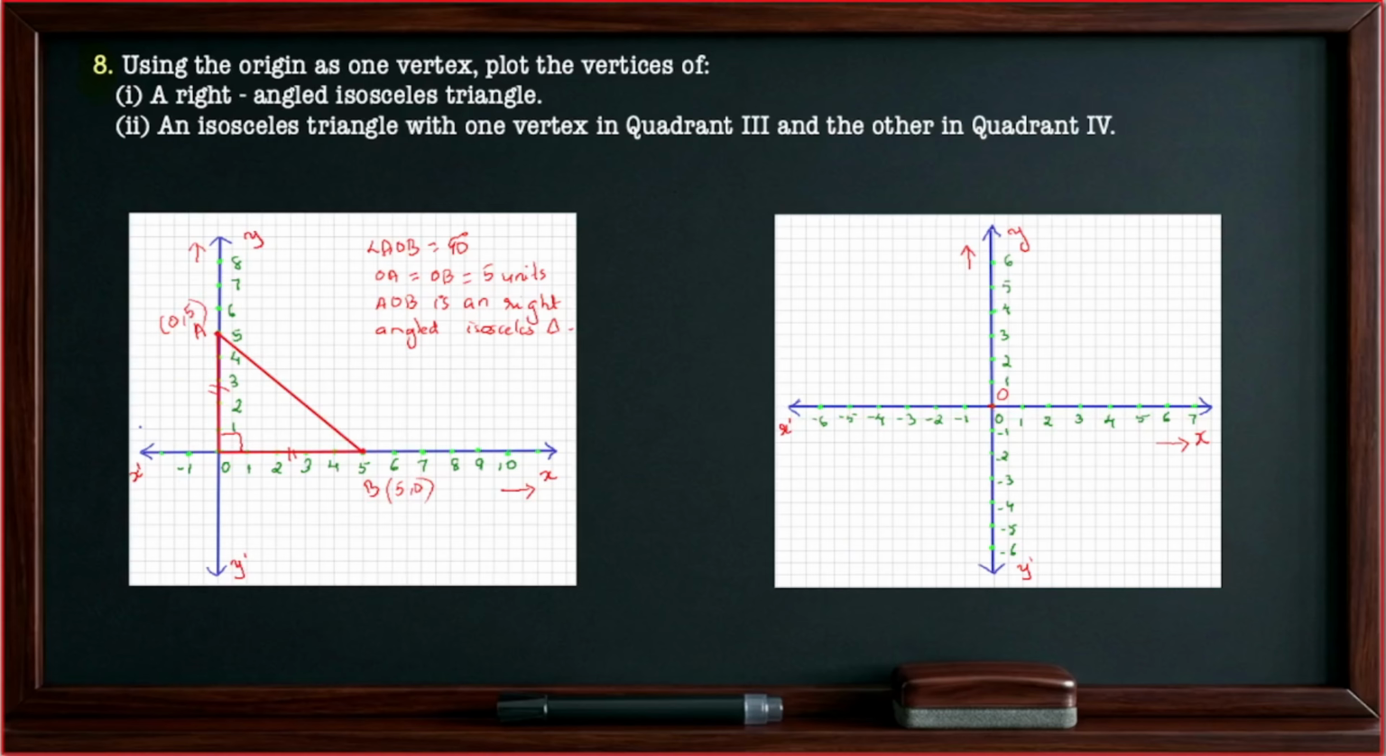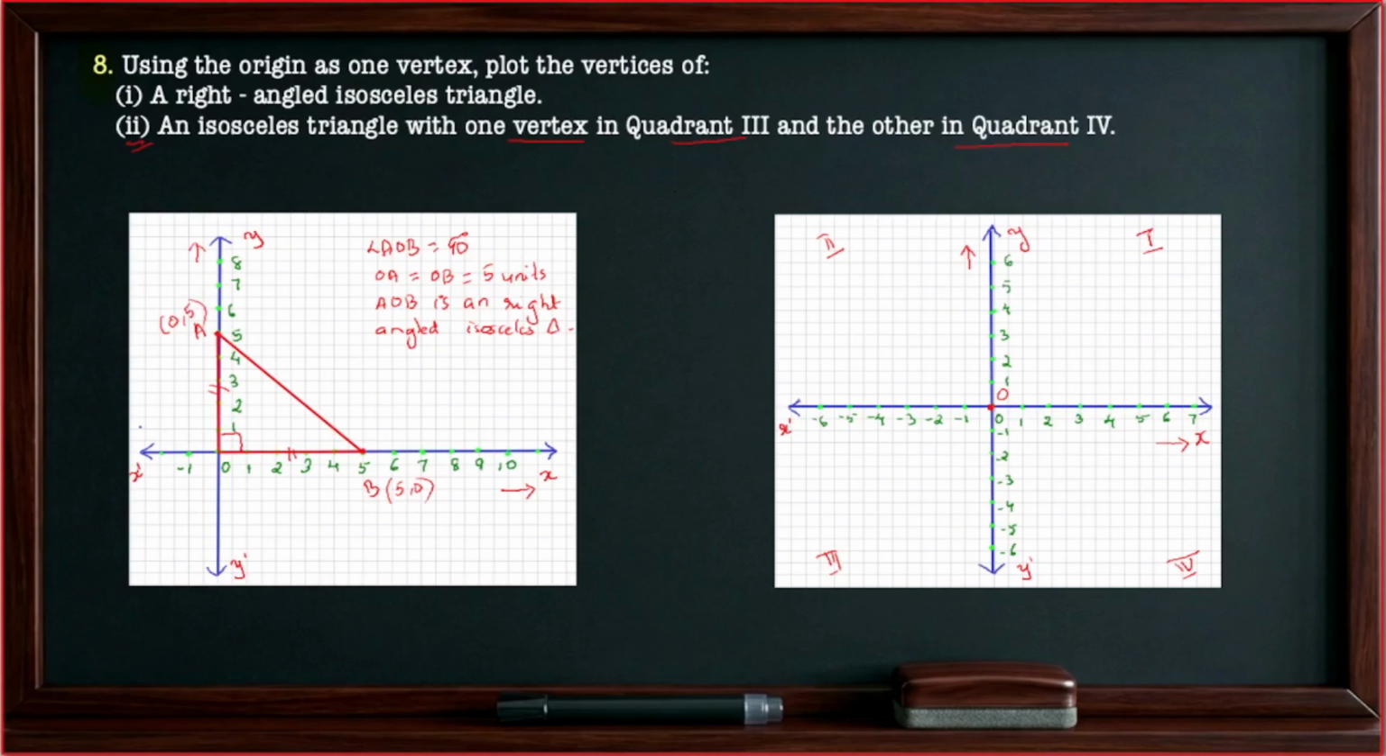Now let us do the second part of this question. An isosceles triangle with one vertex in quadrant 3 and the other in quadrant 4. So we already have taken one vertex as the origin here, right? And we have to take the other vertex in quadrant 3 and also in quadrant 4. So this is our first quadrant. This is our second quadrant, this one third quadrant, and this one fourth quadrant.